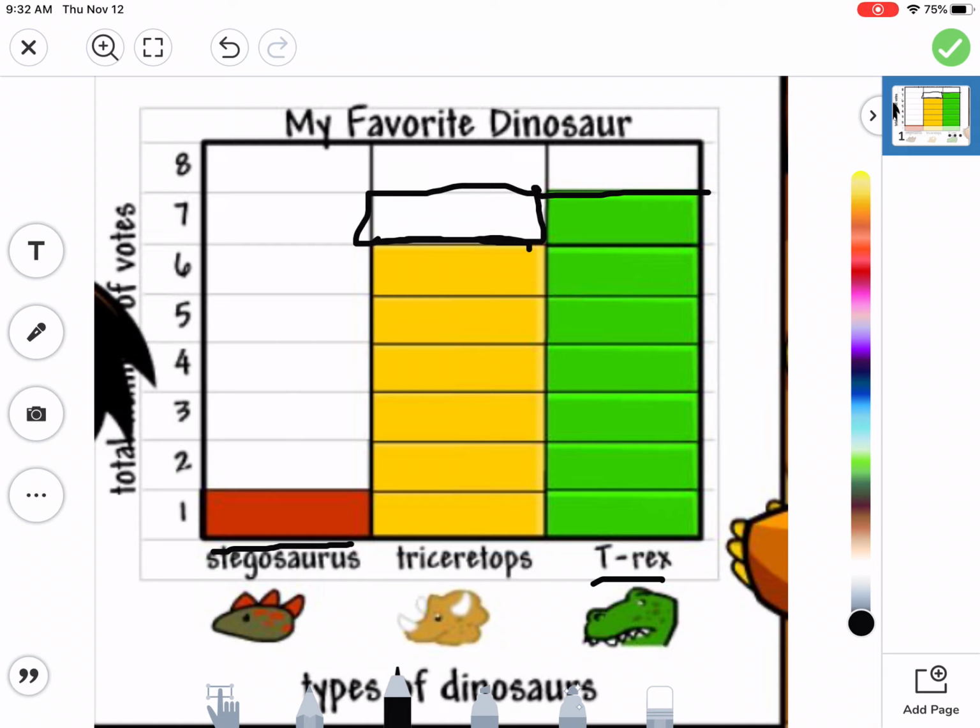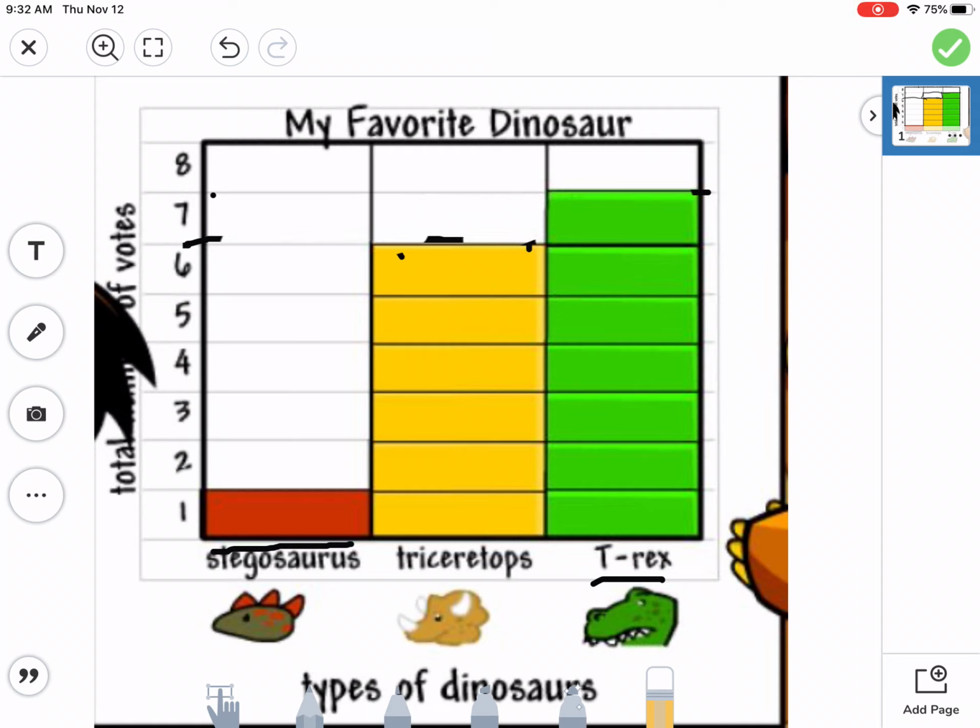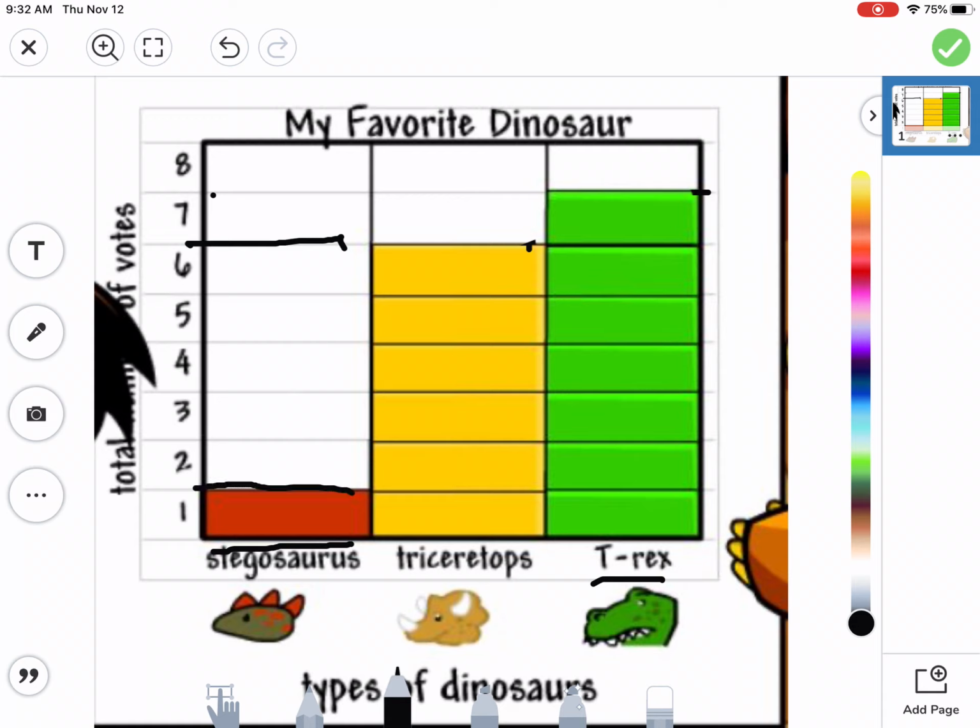I could also figure that out by looking and saying, okay, the T-Rex has 7, and then the Triceratops has 6, and 7 take away 6 is 1. I found the difference. Then if I wanted to get really tricky, I could say the Triceratops, remember, is up to the number 6 right here, right? Okay, and then the Stegosaurus only has 1.